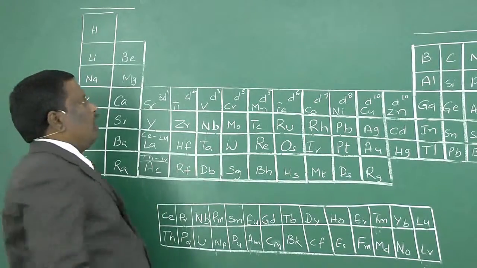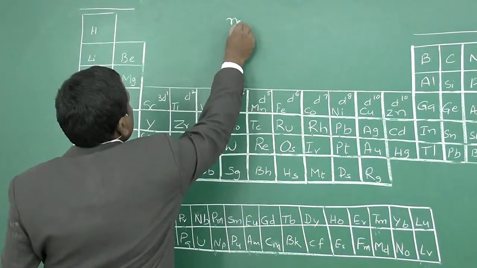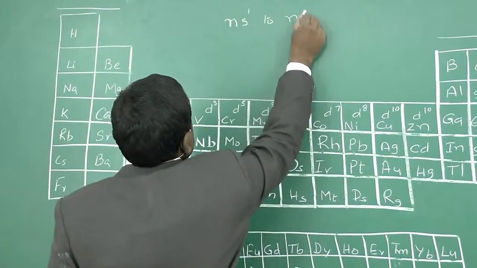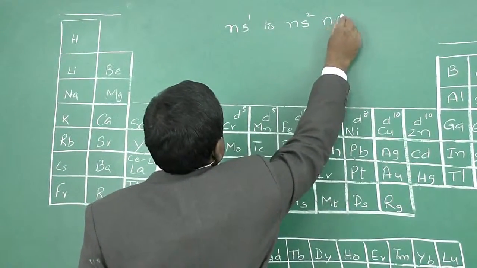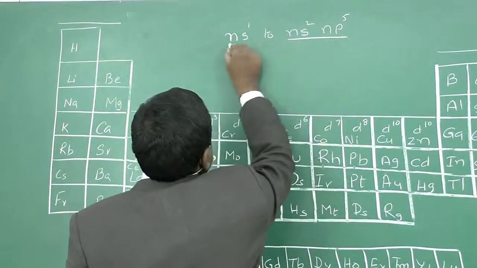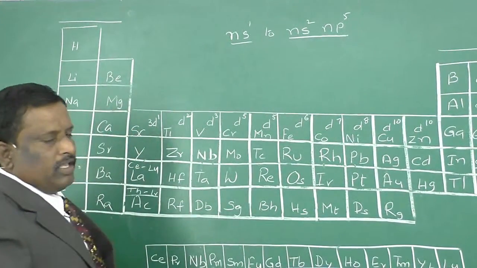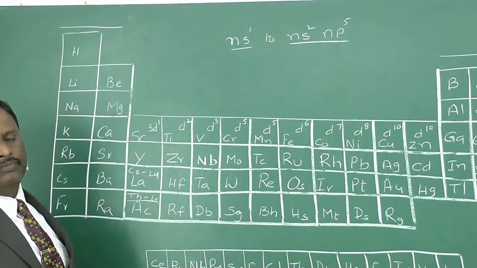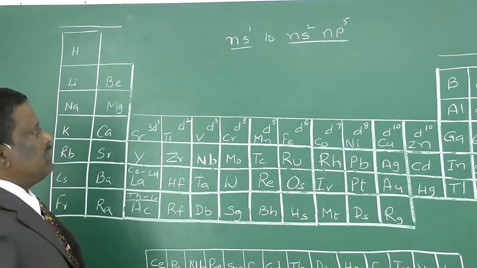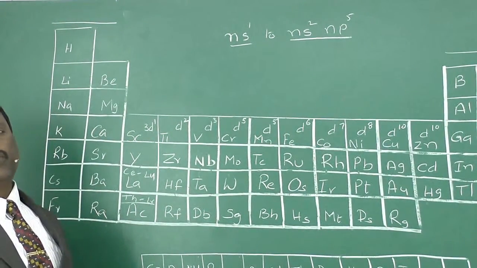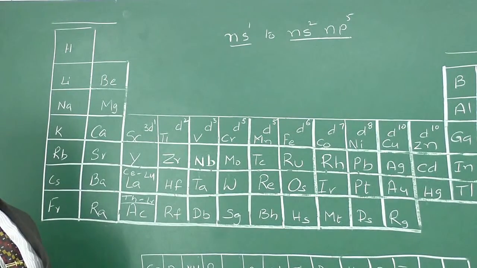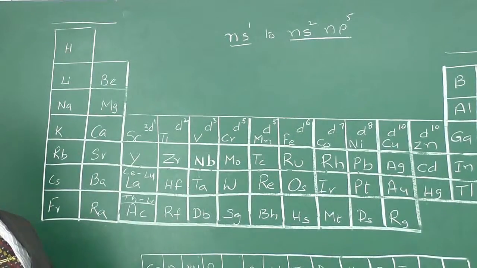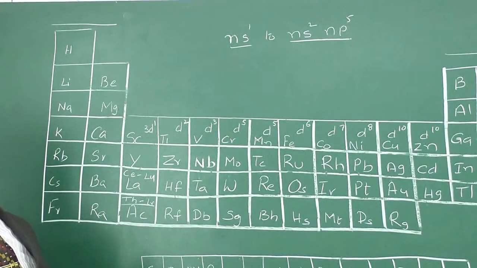The general electronic configuration of these elements is ns1-2 np0-5, that is, ns1, ns2, ns2 np1 up to ns2 np5. All configurations are there. Only the valency shell is incompletely filled, whereas all inner shells are completely filled.